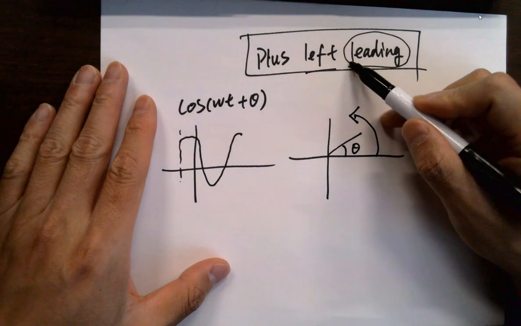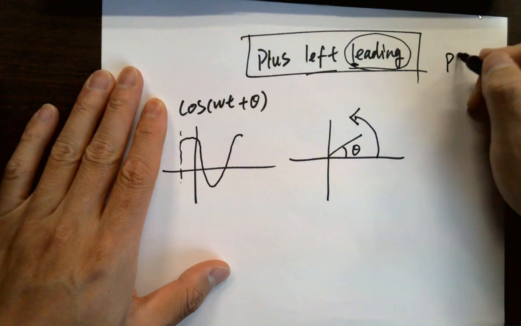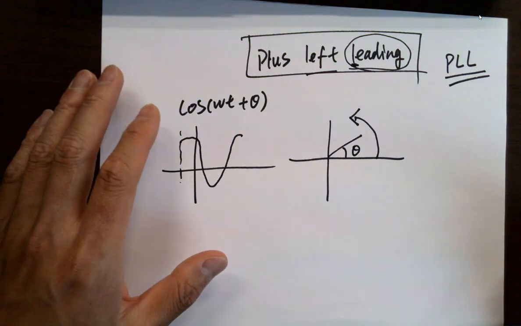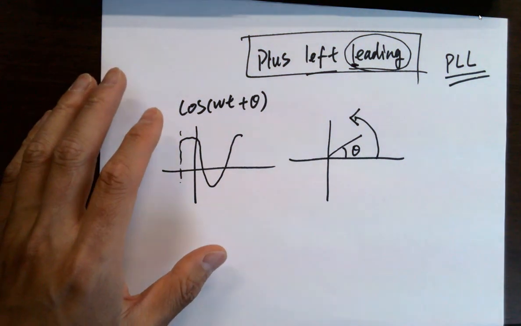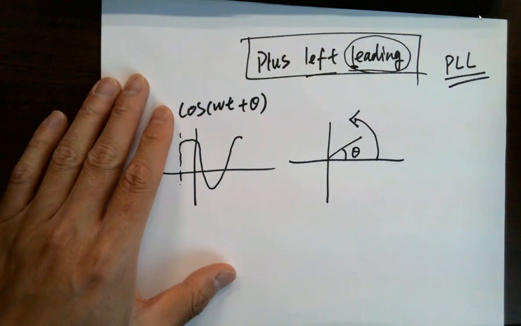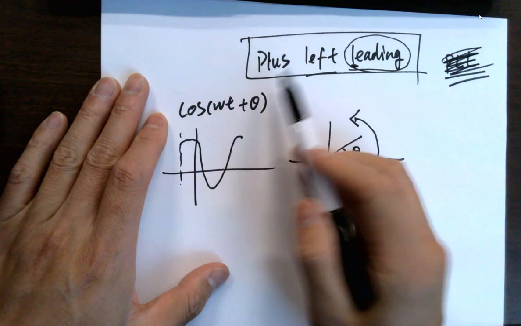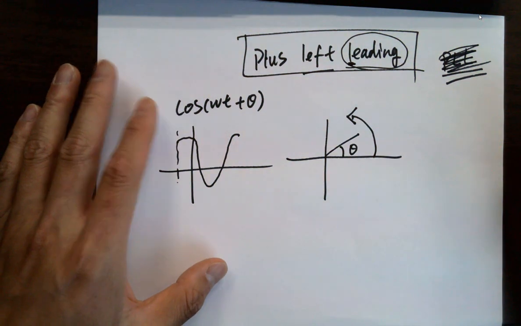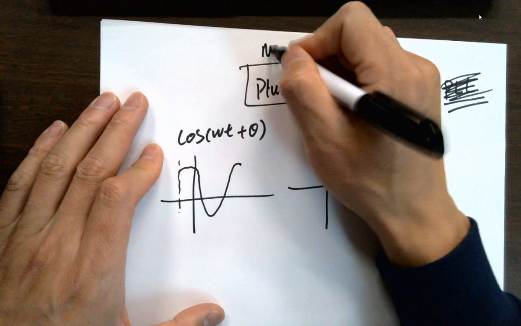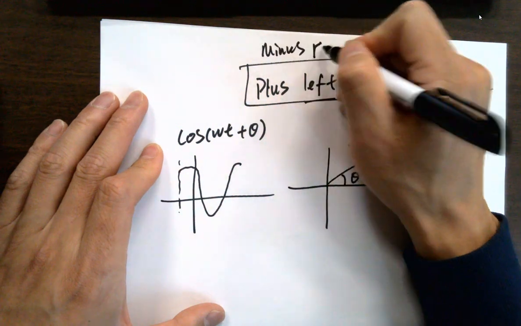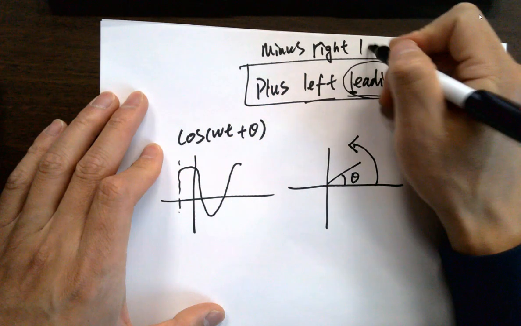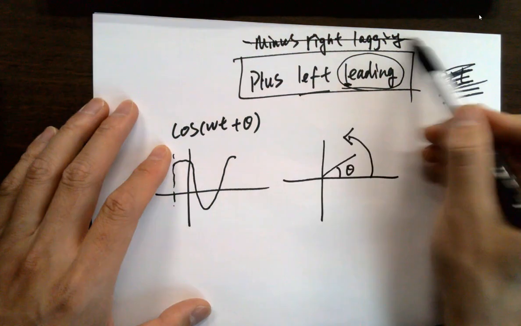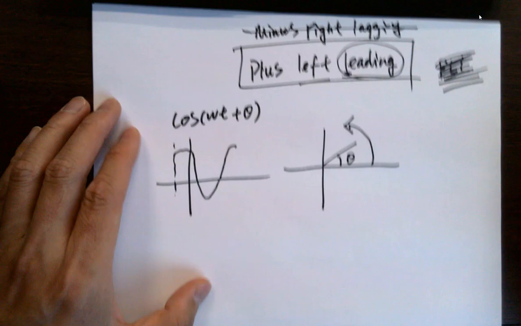Unfortunately, lagging has the same letter L, so I don't want to directly tell you PLL, which is the phase lock loop, a component in electronics engineering. Plus left leading, okay? Plus left leading. So it's going to be minus, right, and lagging. Don't remember that, just remember this at least, okay?